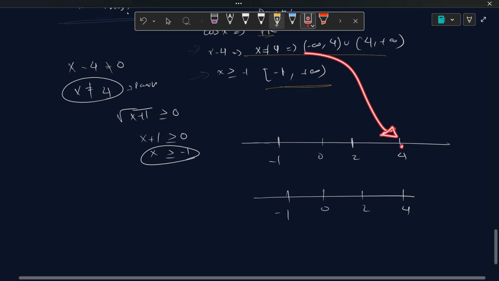So this means we have everything. So we basically have everything except for 4. Okay, so there's a circle at 4. Everything is included except for 4.